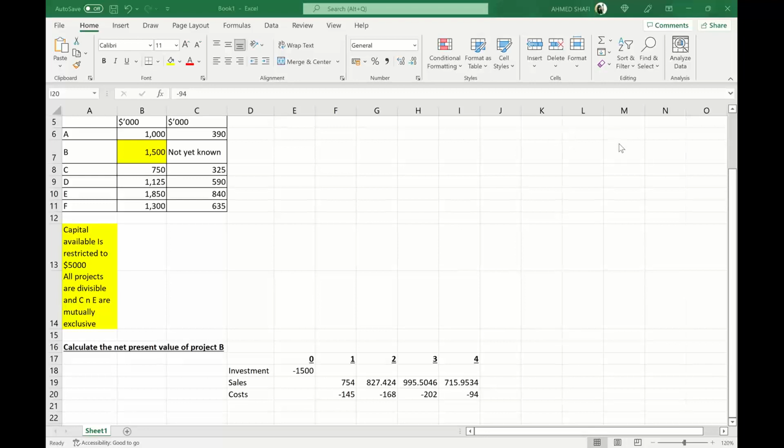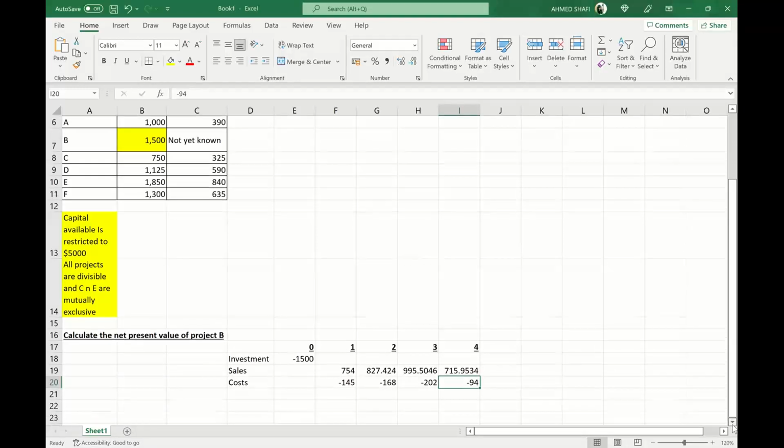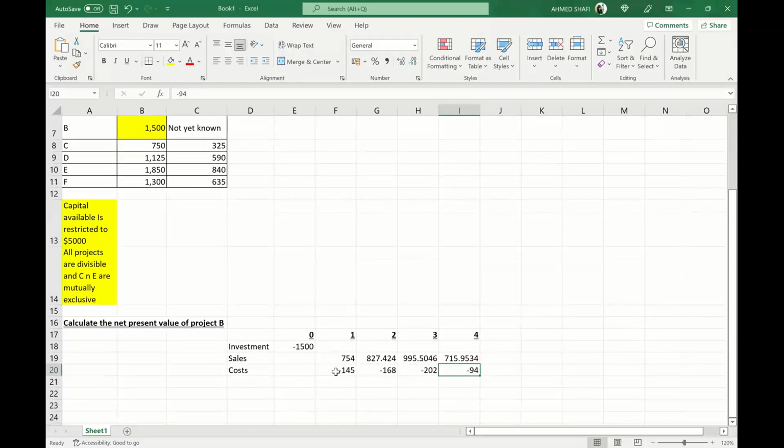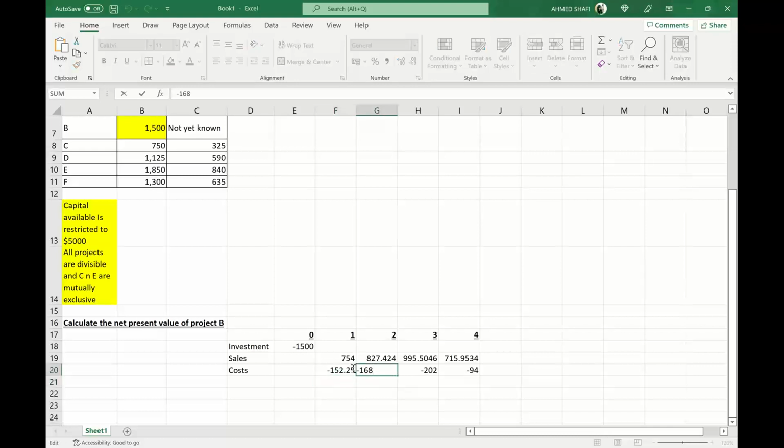Okay, now let's move towards costs. Cost in year one was 145, and it was before taking account of inflation. Inflation was 5% per year. So for year one, you need to inflate it by 5% one time, into 105%. This makes it 152. For year two, the cost was 168.